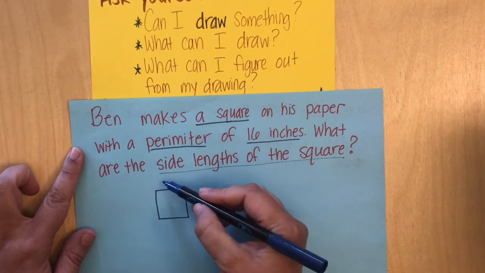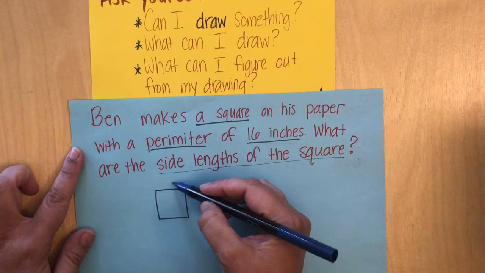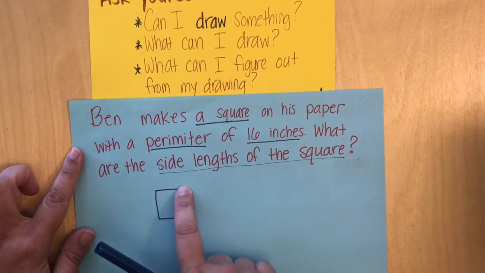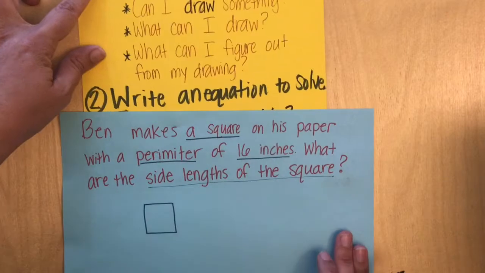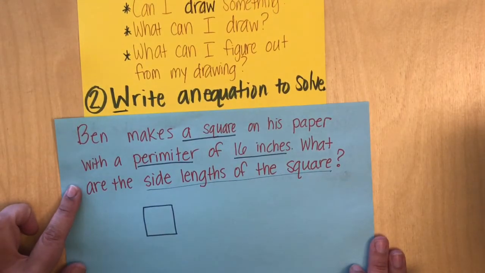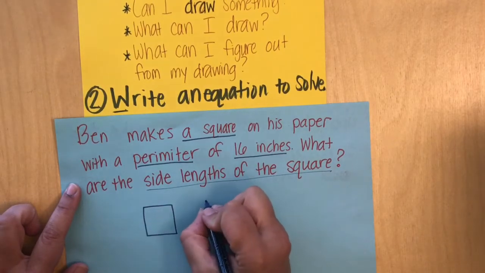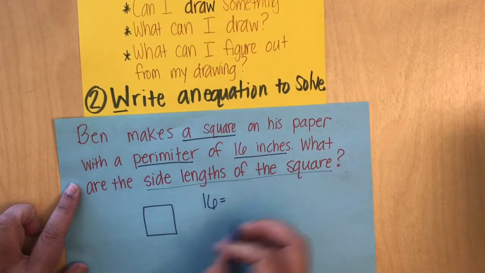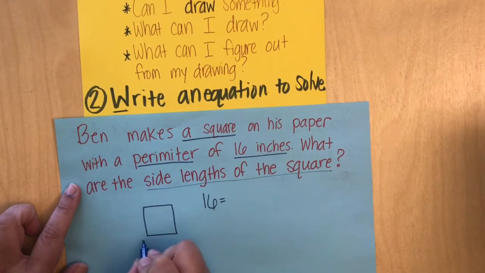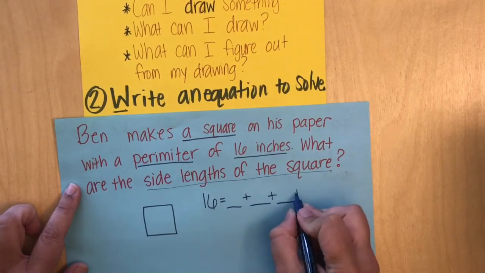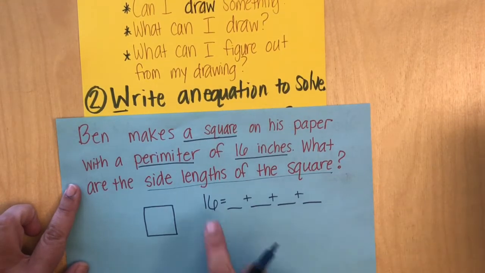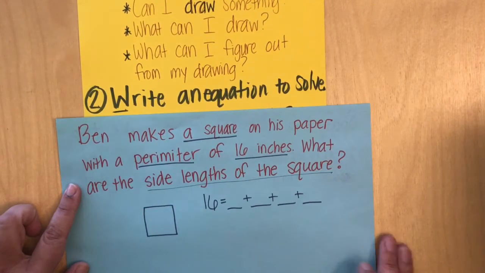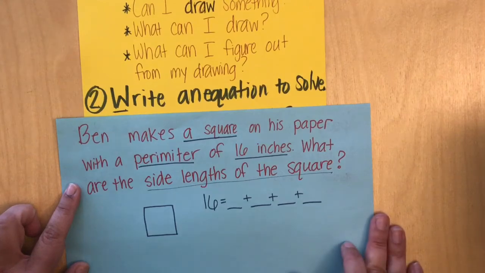So it's not saying that one of the side lengths is 16. It's saying that the perimeter together is 16. Okay, so how am I going to show how the 16 is made? Well, let's go ahead and write an equation to solve. So there's a few ways that I can think about that. So I can think that my perimeter is 16, and that equals this side plus this side plus this side plus this side all added up. What do we know about all the sides of a square that will help us figure this out? All the sides of the square are going to be equal. So all of these numbers are going to be the same exact number. So that actually helps me write a different equation.